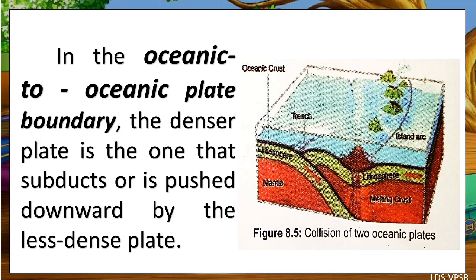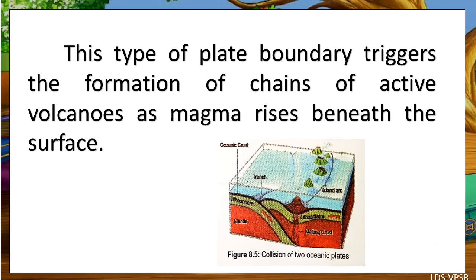In the oceanic to oceanic plate boundary, the denser plate is the one that subducts or is pushed downward by the less dense plate. This type of plate boundary triggers the formation of chains of active volcanoes as magma rises beneath the surface.